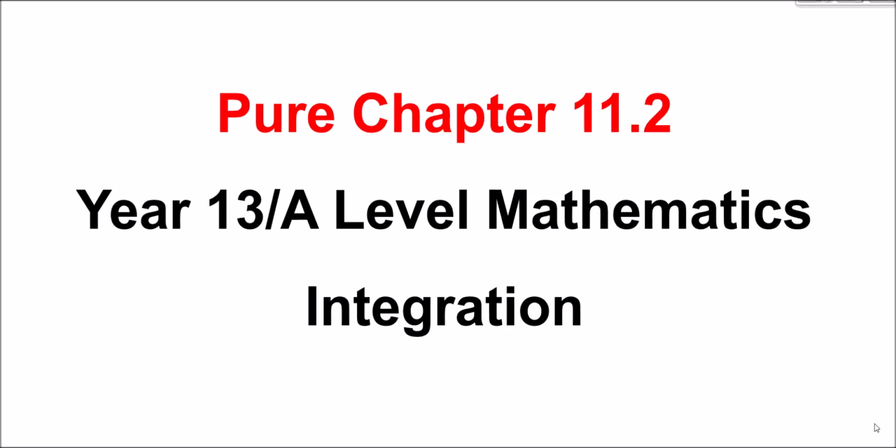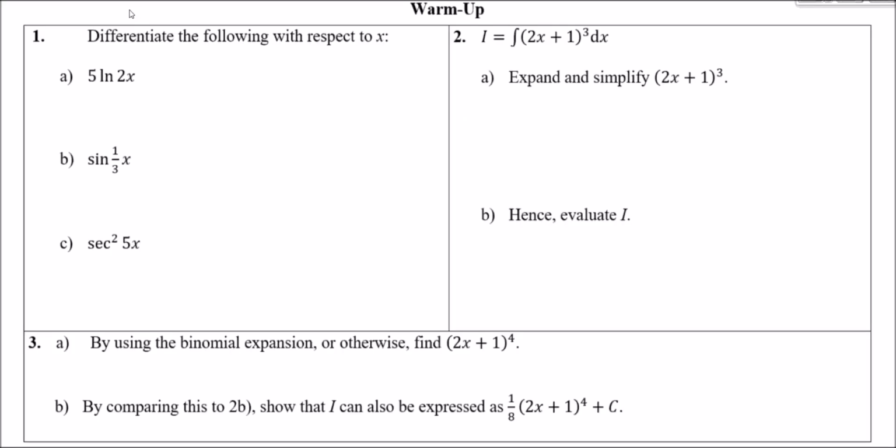And on the topic of practice, here are some warm-up questions for you to try. The first question is differentiation, so you need to be comfortable with chapter 9. Question 2, we're going back to expanding and simplifying and then finding an integral using Year 12 skills. And in question 3, we're going to recap the binomial expansion and then show an equivalency between question 2b and 3b. And then we're going to think about later today how we can do this in a simpler way using a technique I'm going to introduce to you this lesson.